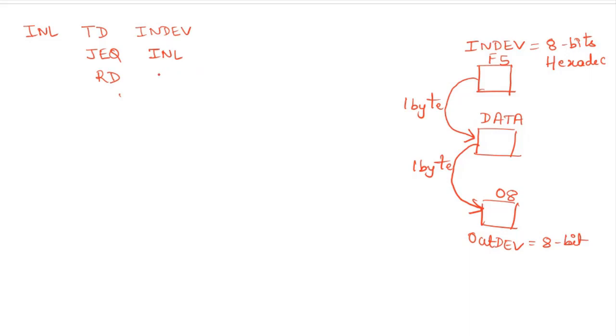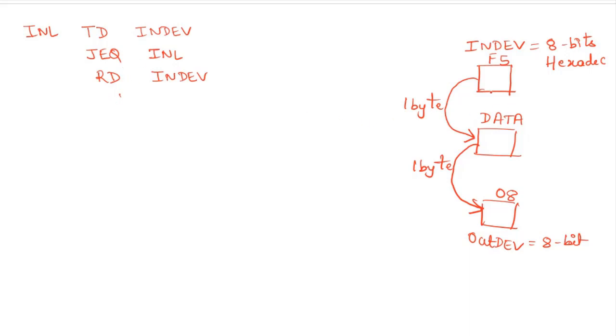What is the read instruction? It is RD. Read from where? Read from the input device. Whenever I issue RD, what happens? Whatever you are reading from an input device will be copied into the accumulator. The default register involved in this read instruction is the accumulator. So now you have read 1 byte of information from the input device into the accumulator.